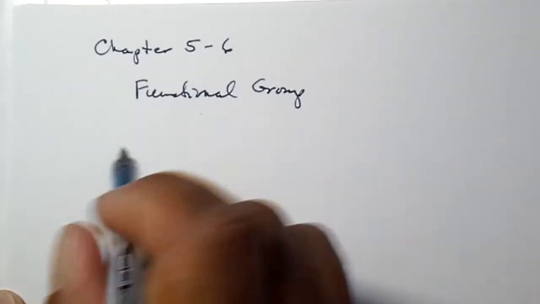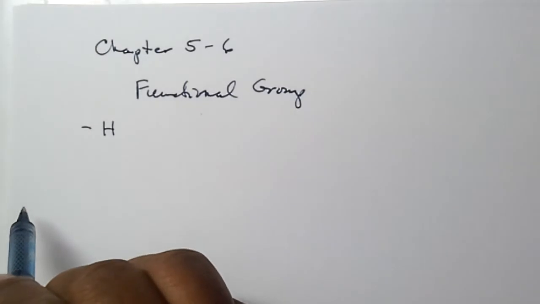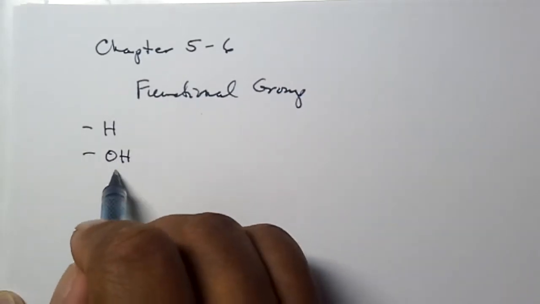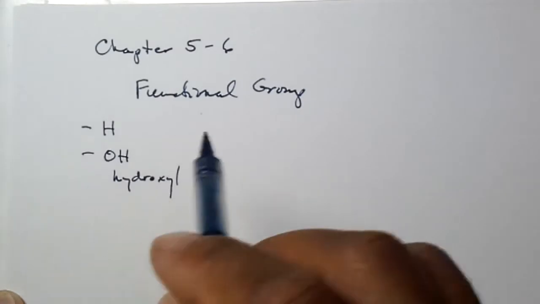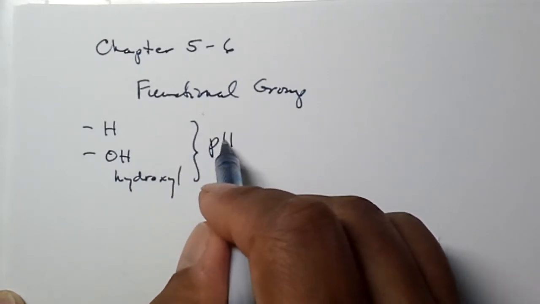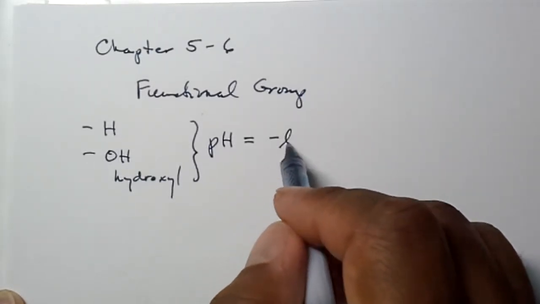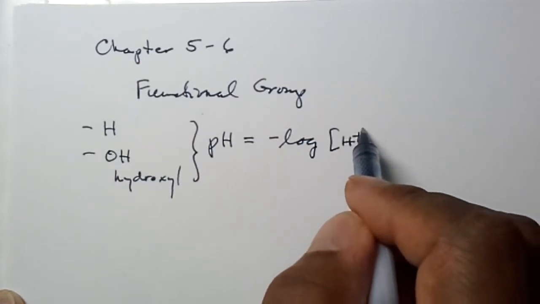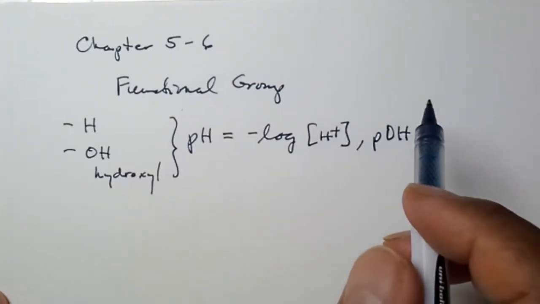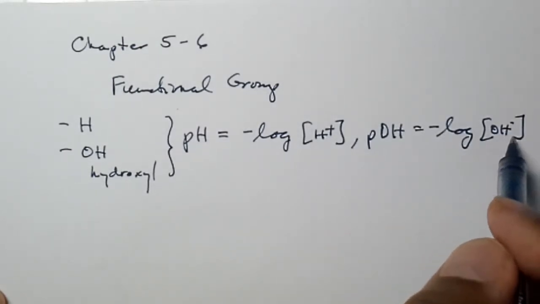We just completed a discussion of some of our very common functional groups. Hydrogen, not really a group, but it's important along with hydroxyl. This is a hydroxyl group. These are important in determining the concentration of hydrogen or hydroxyl, in other words, pH. We define pH as the negative log of the hydrogen ion concentration. And of course, by extension and balance, the pOH is equal to the negative log of the hydroxyl ion concentration.